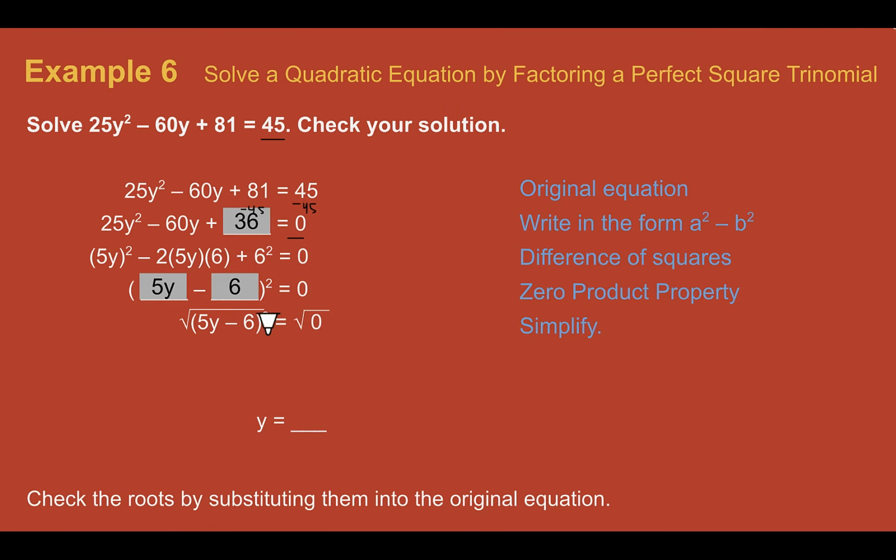Here it's showing taking the square root. I would end up with what's inside, and the square root of 0 is just 0. If you did positive 0 and negative 0, you would get the same answer both times. It's a double root. So when I'm solving here, I would add 6 to both sides. So I'd have 5y equals 6, divide both sides by 5, and so we would get y is equal to 6/5. And if I wanted to make that a decimal, it would be 1.2.